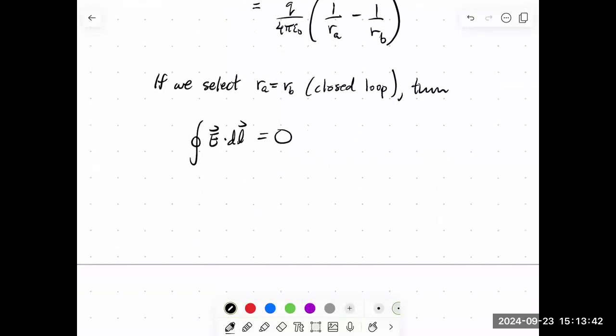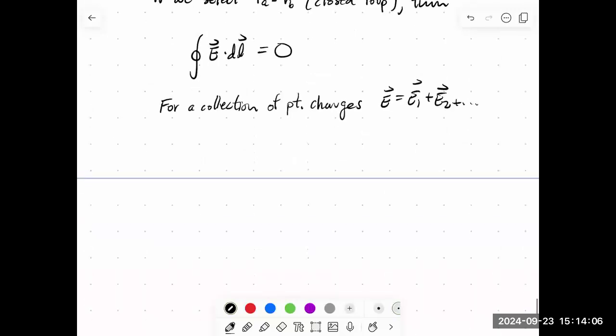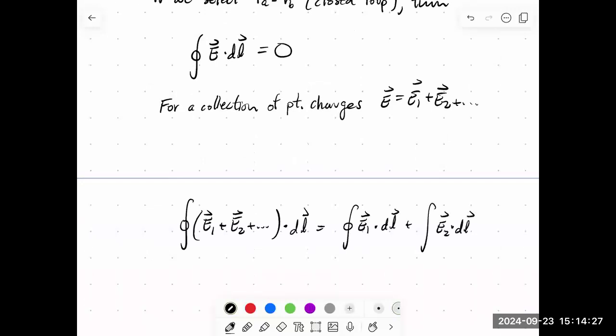Okay, so that's fine. We've done this only for a single point charge. So for a collection of point charges, E is equal to E1 plus E2 plus, and so on. These are a bunch of individual point charges, and so the net electric field is E1 plus E2 plus so on. And then we're going to do a dot dl. For each one of these, we're going to get an E1 dot dl around a closed path plus E2 dot dl around a closed path plus and so on. And for each one of these, this is going to vanish. So it doesn't matter how many point charges you have, it will always be the case that this line integral will be zero.